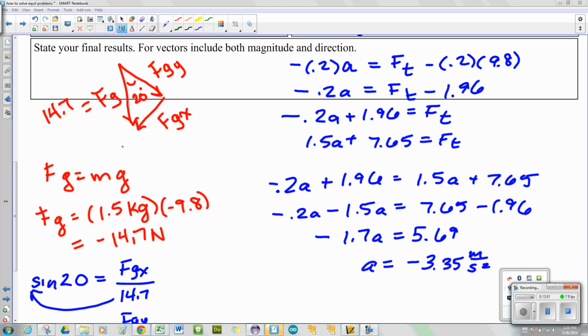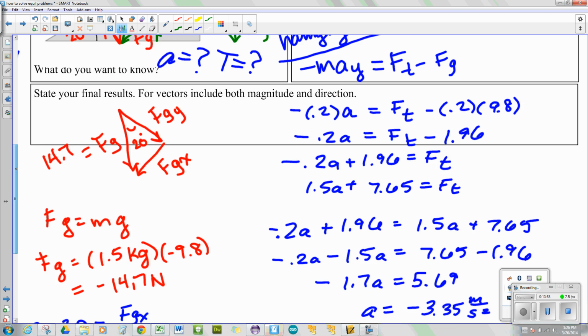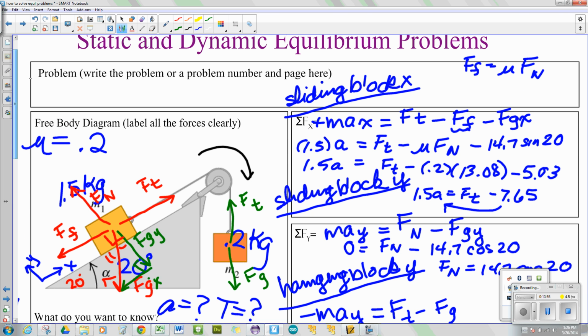Now I got a negative sign. That tells me that my answer is good, but my hypothesis about the direction of motion was incorrect, so that the system is actually going this way, and this block is going up, and this one is sliding down the board.